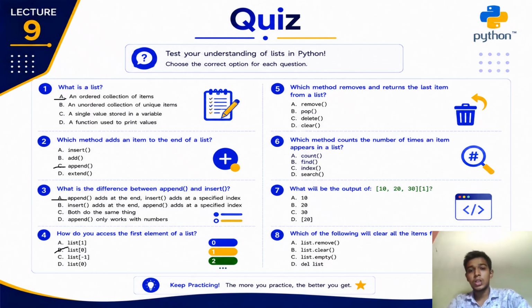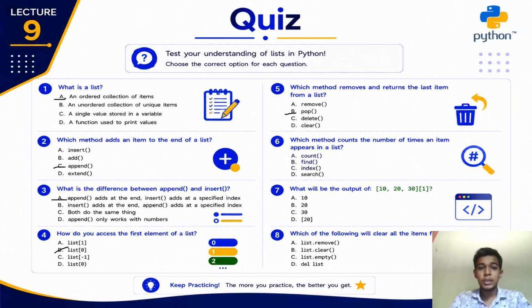Coming on to our next question, which method removes and returns the last item? Remove, pop, delete, or clear? The correct option is option number B, pop. It helps to remove and return the last element of the list.